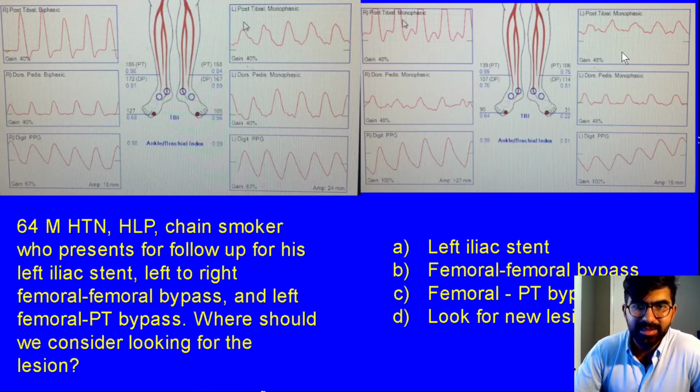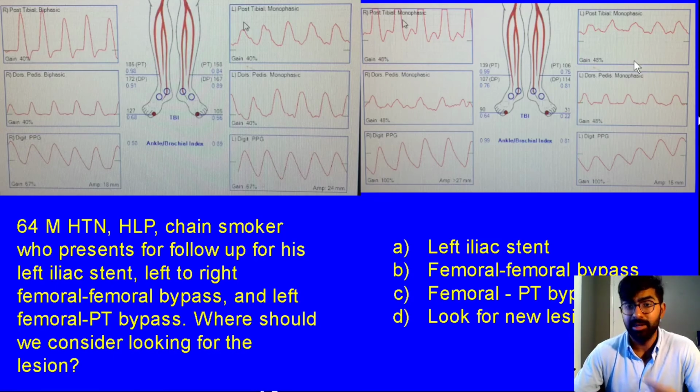So look on the left side here. Where is that lesion we're looking for? Is it a problem with the left iliac stent? Is it a problem with the left to right femoral bypass? Is it potentially a problem with the left femoral PT bypass? Or do we need to actually look for a new lesion? Is there something else going on here?